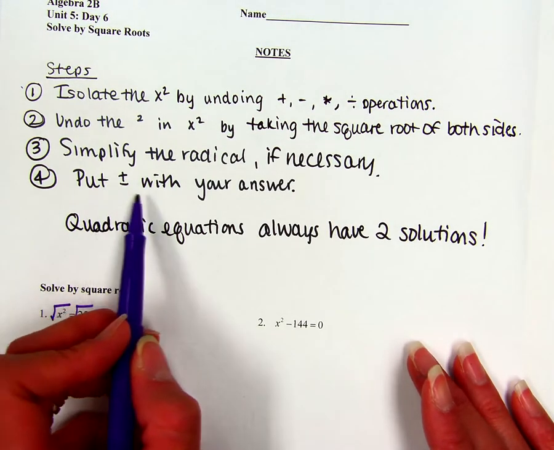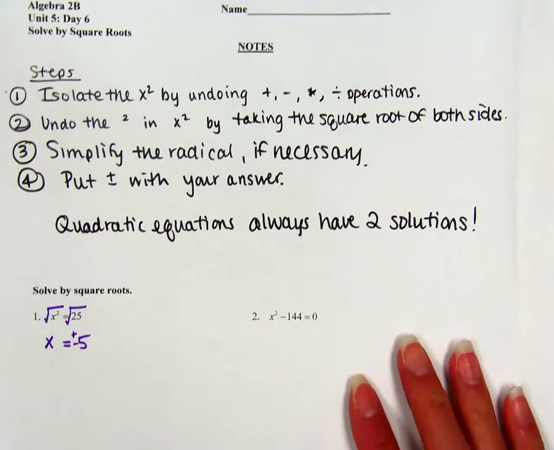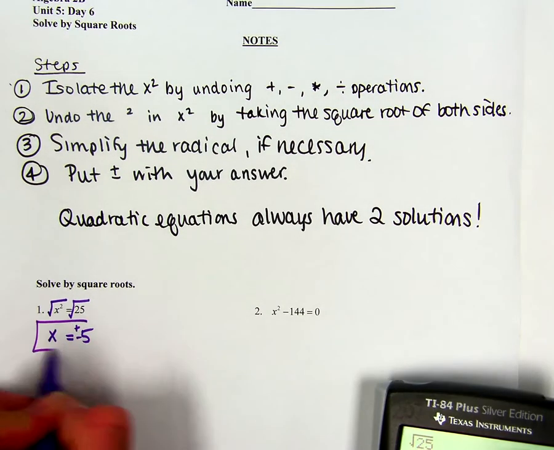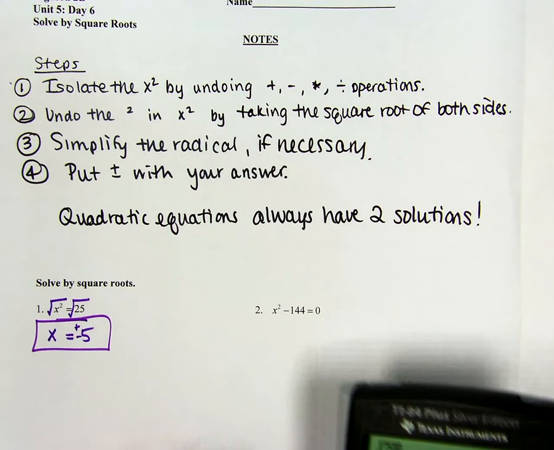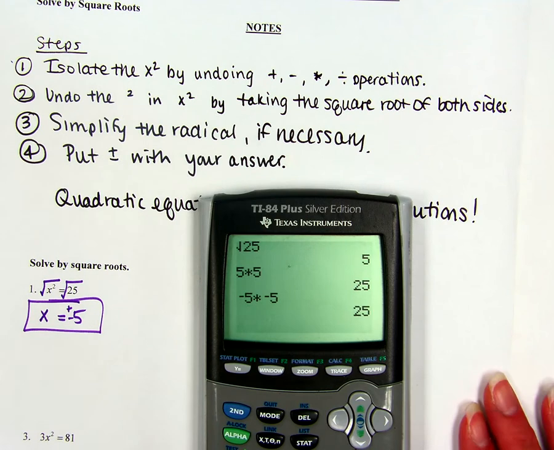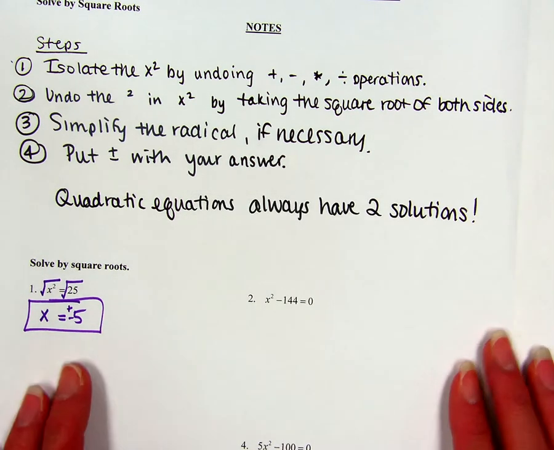However, we need to have plus 5 or negative 5. You should always have a positive and a negative solution for these problems. So anytime you have a quadratic, you need to have two solutions. And just as a reminder, if I did 5 times 5 and negative 5 times negative 5, those both will give me 25. So both the positive and the negative answer would be correct.